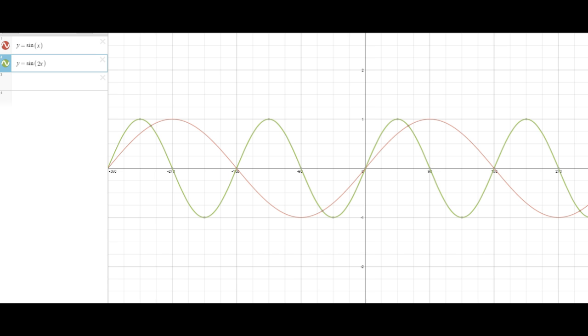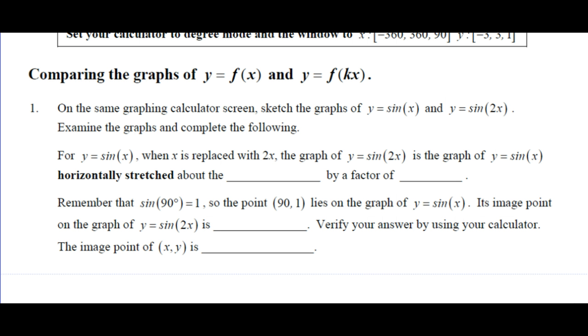Here's the red graph. Let's just go from here to here. This upper peak went 0 to 180. Now it goes from 0 to, you're saying 360, because you're saying it's stretched by a factor of 2, but what's it really stretched by? 1/2. So horizontally stretched about the y-axis, or the line x equals 0, by a factor of 1/2.